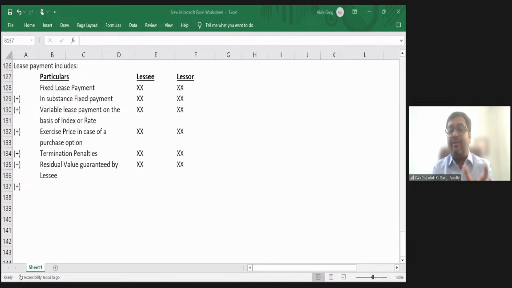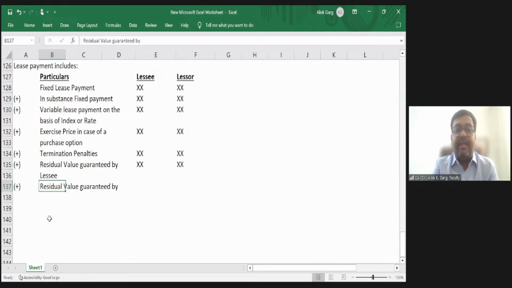So if the residual value is guaranteed to the lessor by any third party who is either related or unrelated to the lessee. For example, the lessee has not given any guarantee, the parties related to the lessee have not given any guarantee, but some third party has given the guarantee, right? For example, that scrap dealer has given a guarantee that when you give this car to me, I'll pay you 25,000 rupees or 30,000 rupees, right? So from the lessor perspective, one more aspect will come because the asset belongs to the lessor. One more aspect will come.